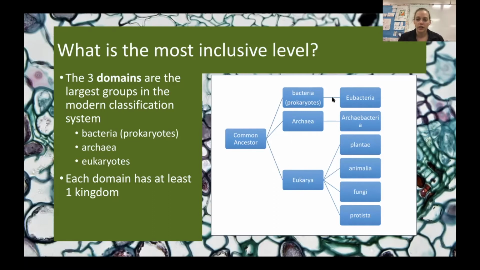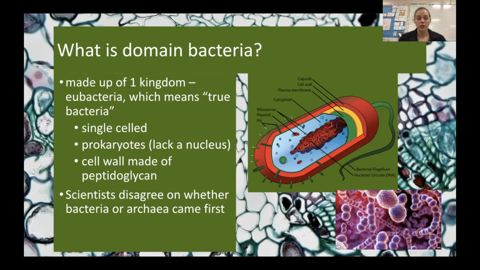And here we can see that the domains are broken into kingdoms. So each domain has at least one kingdom. Bacteria and archaea only have one, the eubacteria and the archaeobacteria. Eukaryotes have four kingdoms: plants, animals, fungi, and protists. And we're going to look at each one of those as well. We'll start with domain bacteria.